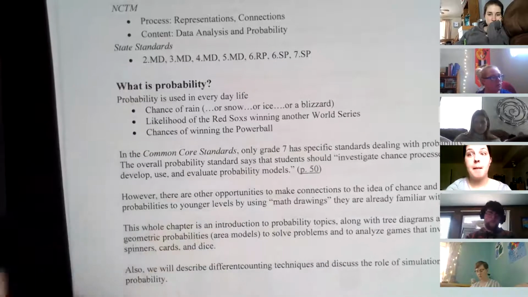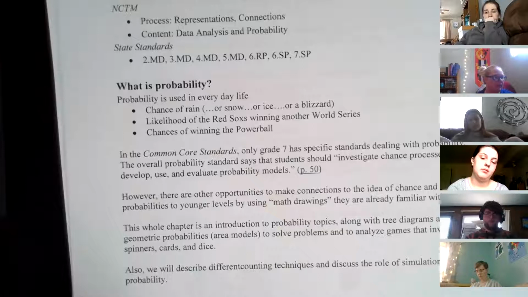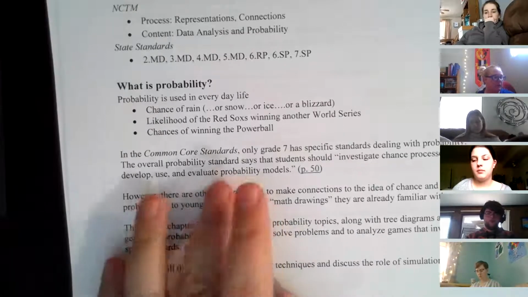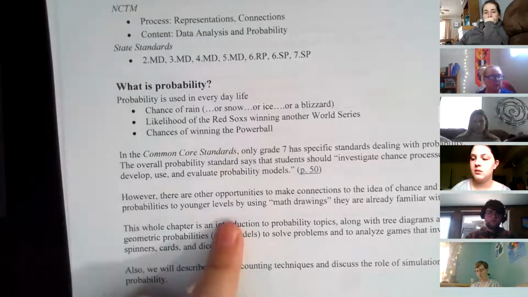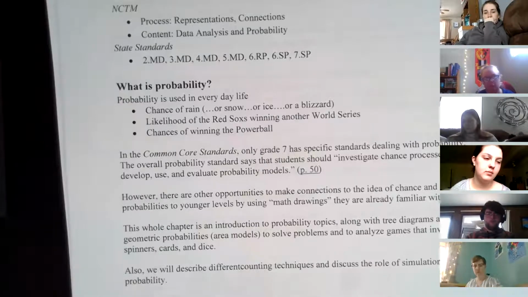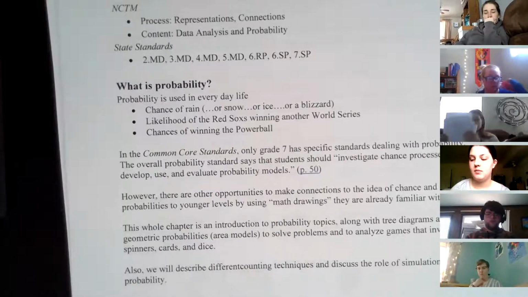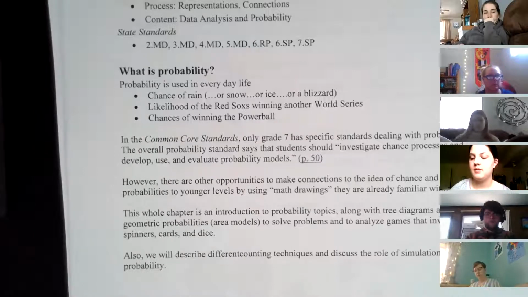The Common Core says that students should investigate chance processes and develop and evaluate probability models. Now, in terms of that, you can make probability more understandable by looking at concrete things, as opposed to just looking at fractions and multiplying them together. If you put them in a contextualized or concrete format, those things tend to make more sense to students. So looking at tree diagrams, spinners, the actual cards in a deck, dice.